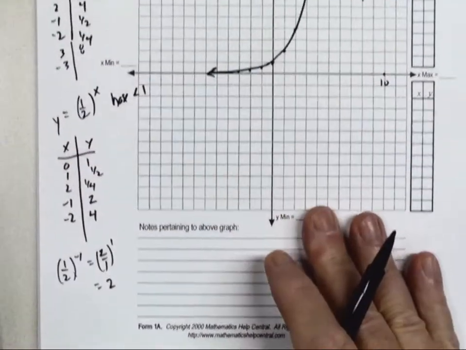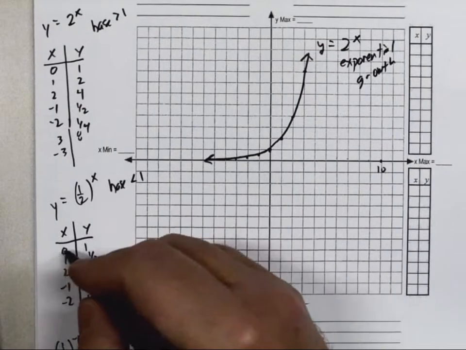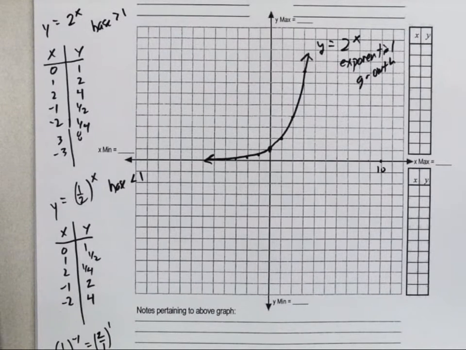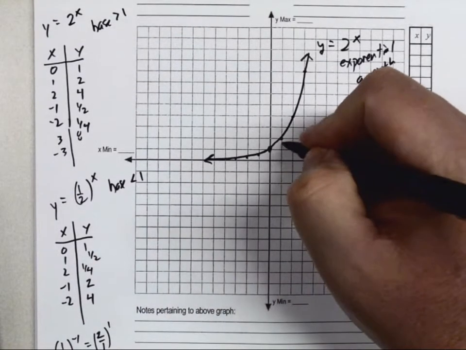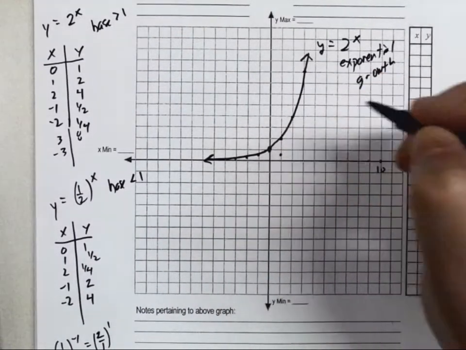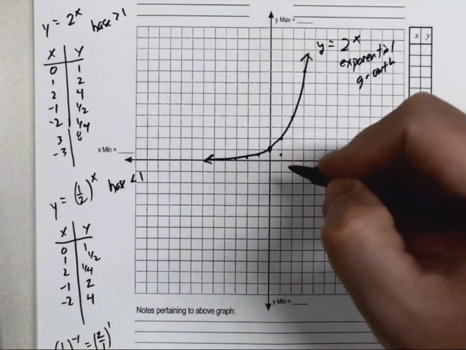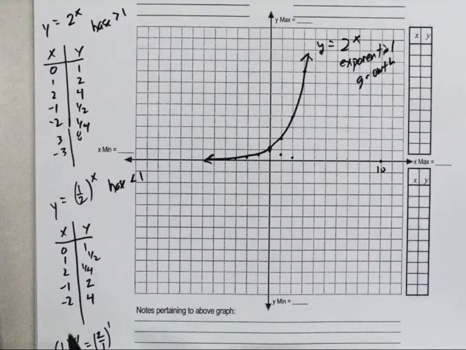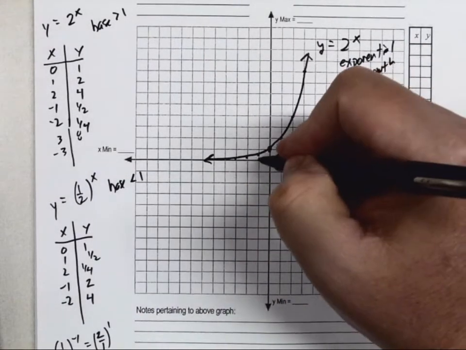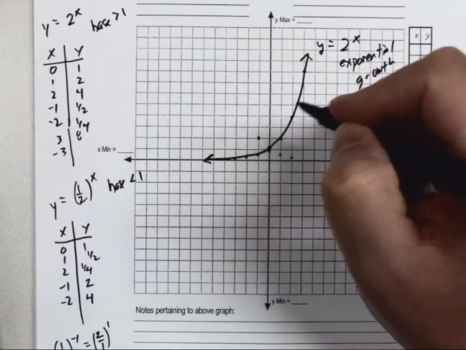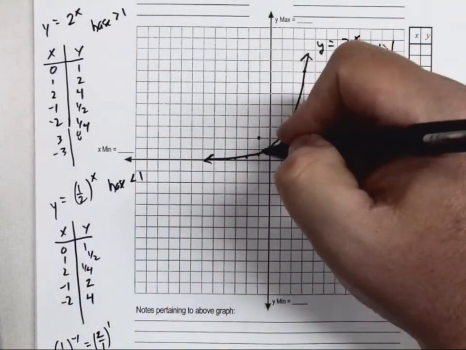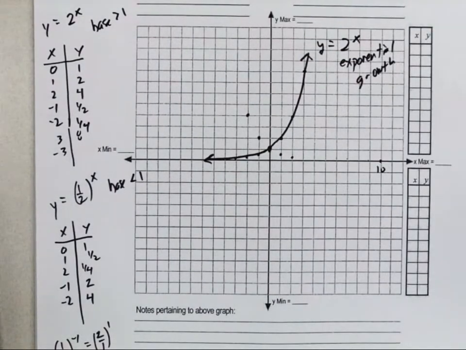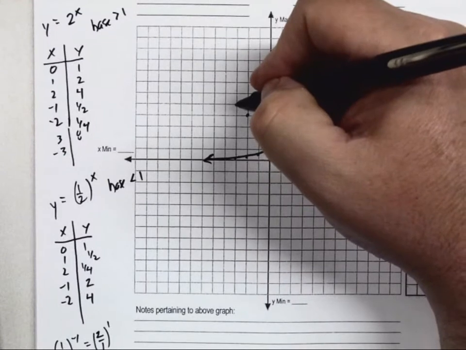So let's go graph these points on the same graph and see what it looks like. So 0, 1, it's interesting, both graphs have that point in common. 1, 1/2. So here's x 1, y 1/2. 2, 1/4. -1, 2. And then -2 is 4. And I think if I did -3, it would be 8.